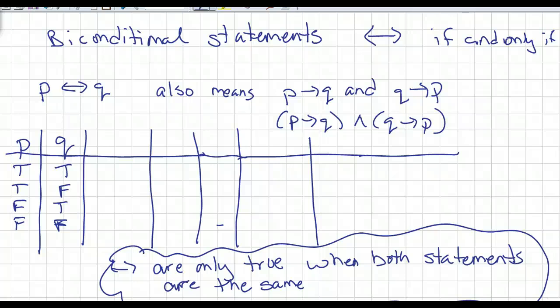Okay, so today we're looking at biconditional statements. That's these ones with the double arrows, and it's the if and only if statements. So one thing you need to know is that P, if and only if Q, also means if P then Q and if Q then P. It means these two statements together.